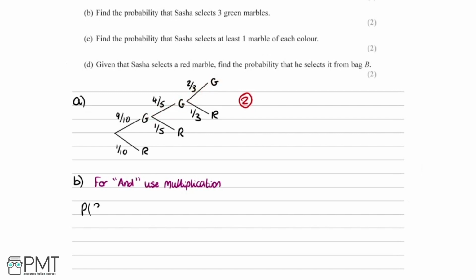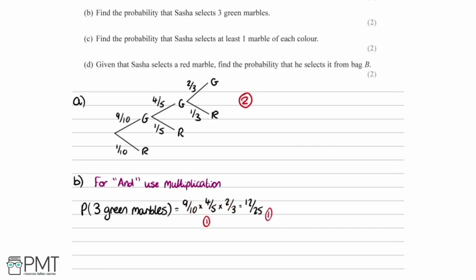So probability of 3 green marbles equals, multiplying them all together, 9 out of 10, multiplied by 4 over 5, and 2 over 3, which gives us 12 over 25, which is the final answer. So we get 1 mark here for realising that we need to use multiplication and picking the right numbers from the tree diagram.